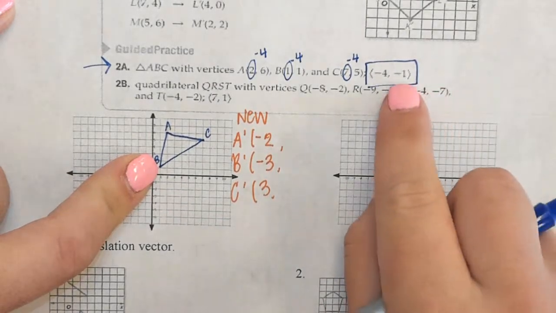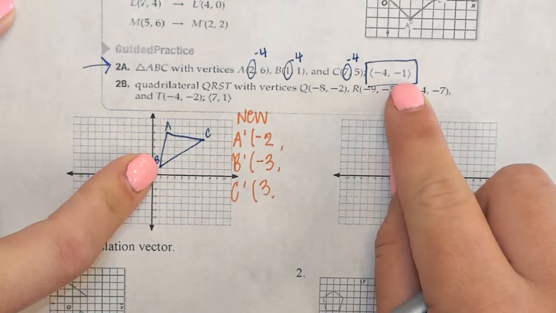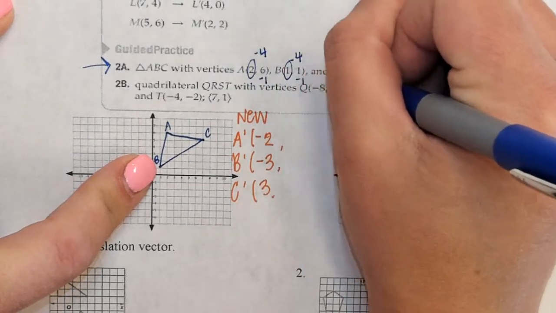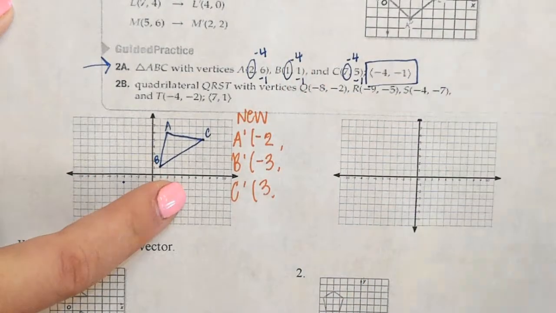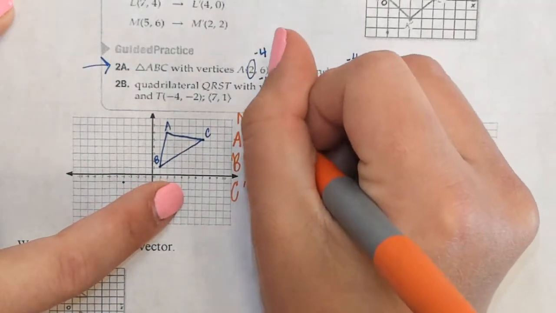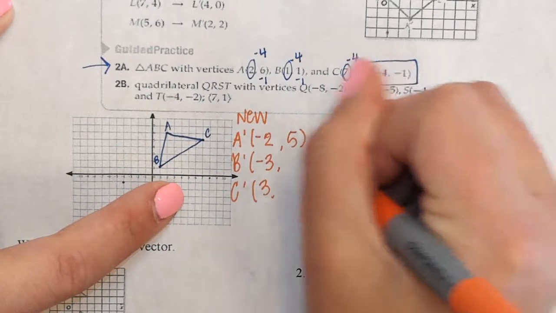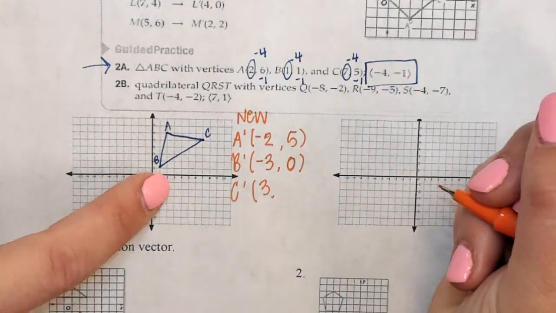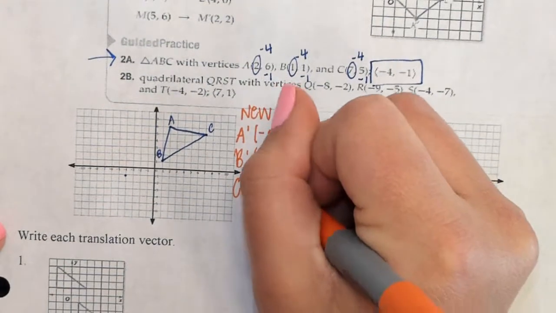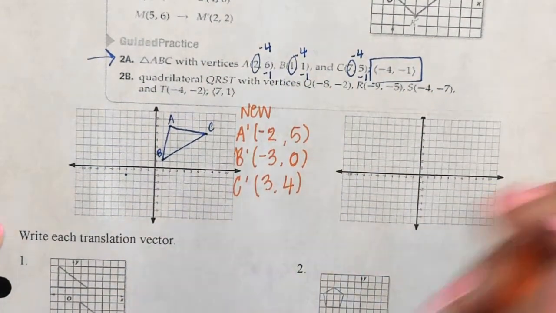Then, what's the y in the vector? The y is negative 1. So that means I have to subtract 1 from all of the y's. 6 minus 1? 1 minus 1? 5 minus 1. Those are your new points. Okay, so let's go graph those new points.